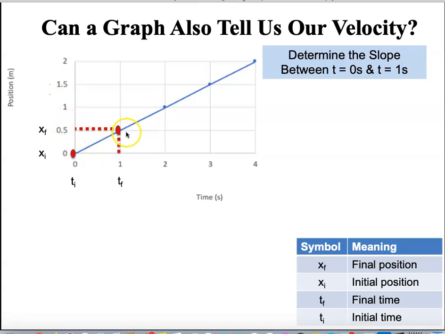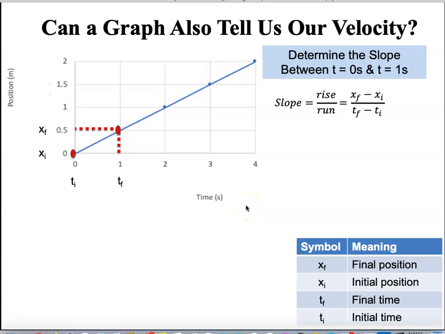The coordinates for the second point would be final position, X sub f, final time, t sub f. And you see that data table right there to define those terms. So we know from math class that slope, you think of it as rise over run. And that rise over run, the rise is the change in position here, because this is a position time graph.